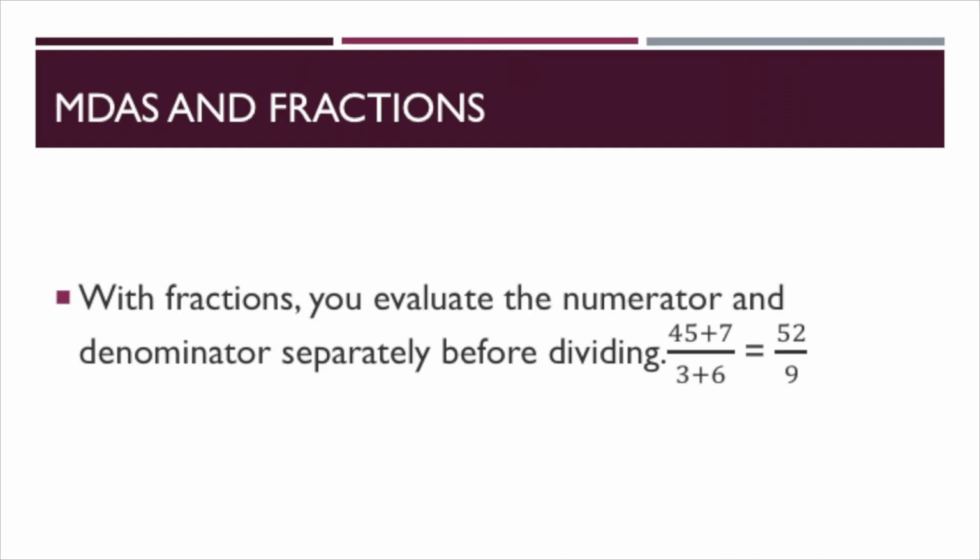Now you remember we talked about MDAS, multiplication, division, addition, and subtraction. With fractions, you'll evaluate the numerator and denominator separately before dividing. Think of it as like putting parentheses around the numerator and parentheses around the denominator. So 45 plus 7 over 3 plus 6 is like 52 divided by 9.